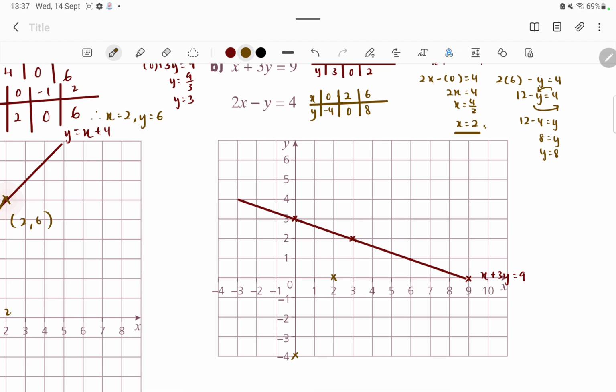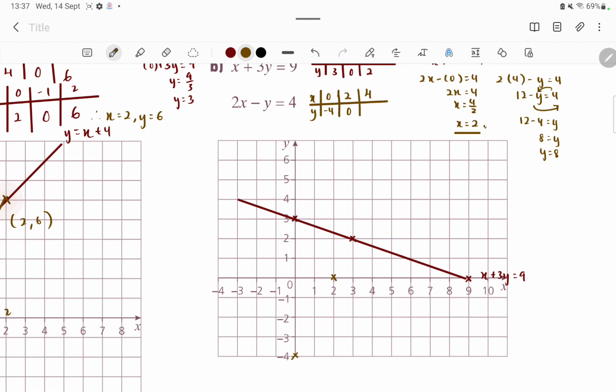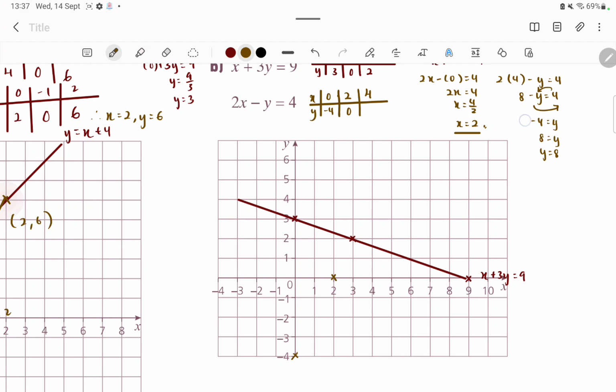Okay, so let's see, the third point is 6 and then 8, which should be on top. So never mind, we try 4. This one should be 8, and then 8 minus 4, you should get y equals to 4. Okay, so 4. Okay, after that, try to connect the points.